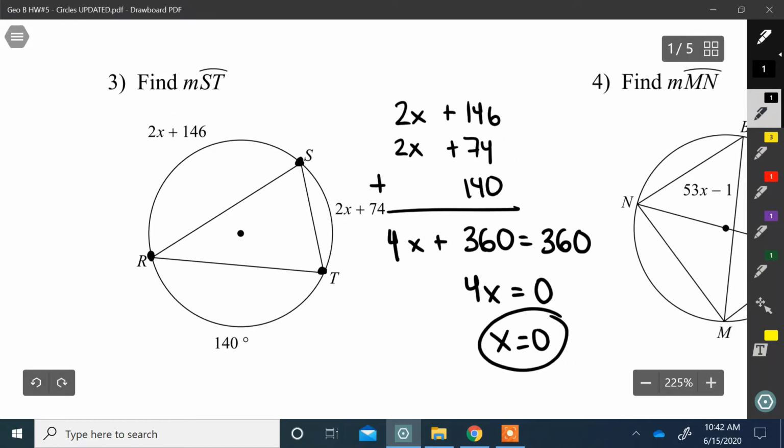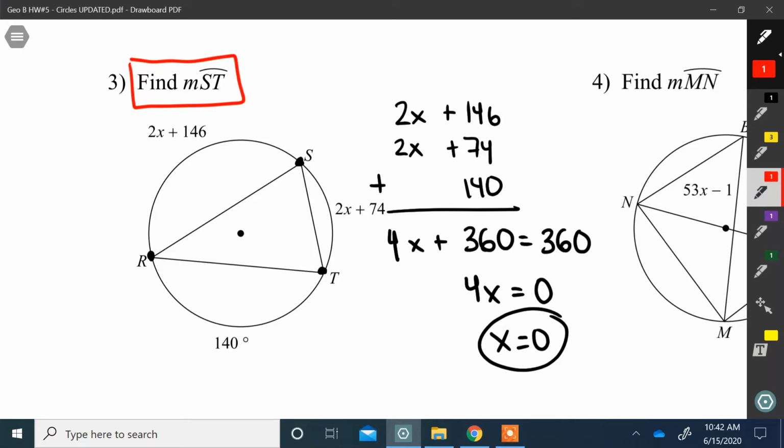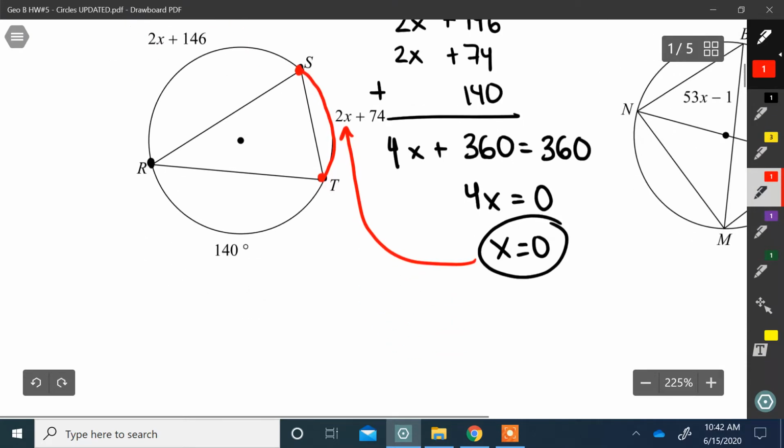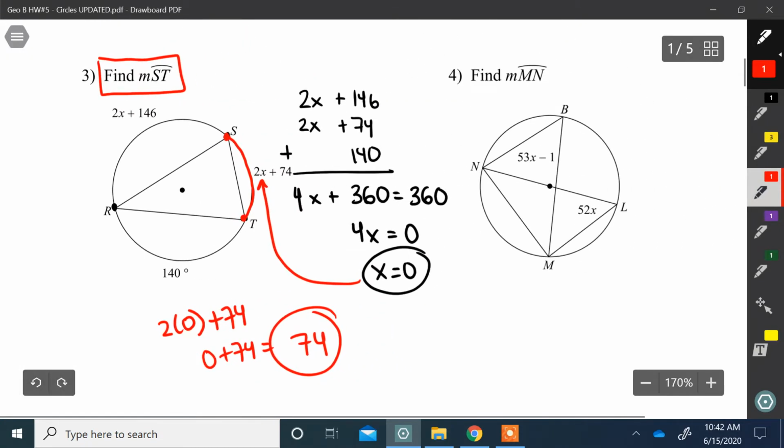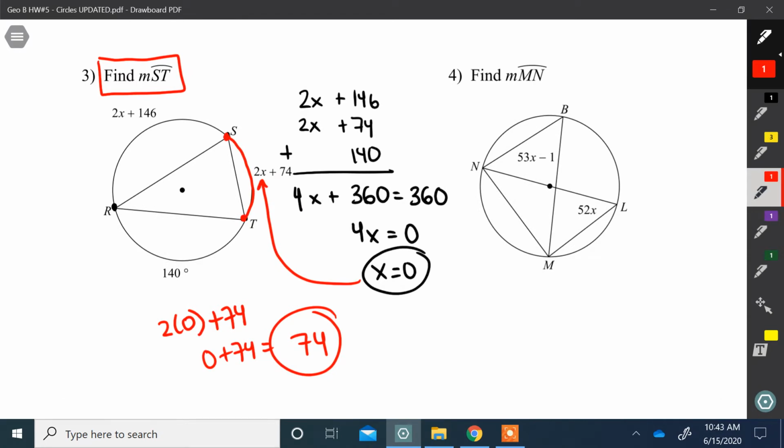Why? Because you have to see what they're asking you here. They're asking you to find the measurement of ST, where ST is right there. That's ST right there. So how do I find that? Well, all I have to do, guys, is plug in that 0 in there. So 2 times 0 plus 74 should give you the answer that you want. So the final answer on this round will be 74. That is the measurement of the arc ST.